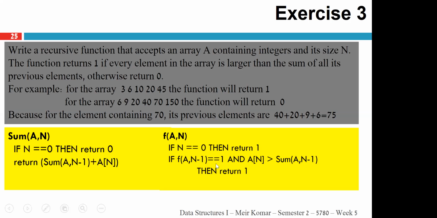When am I returning true? If previously my checking was true, and also this particular number where I am now, a of n, is greater than the sum. If yes, then return true. Else, return 0. That is my whole function.